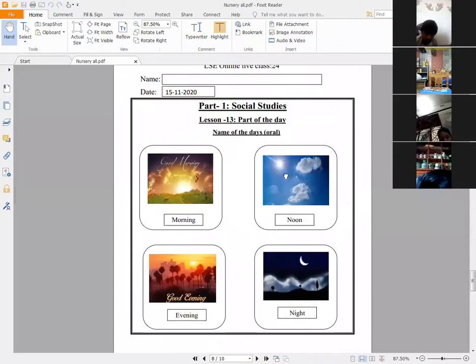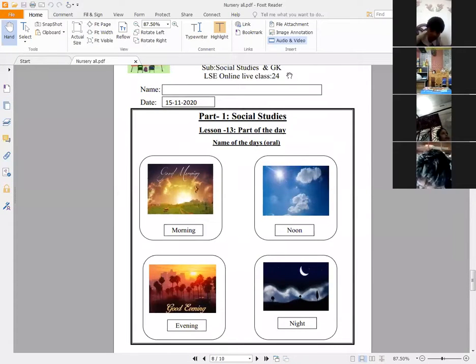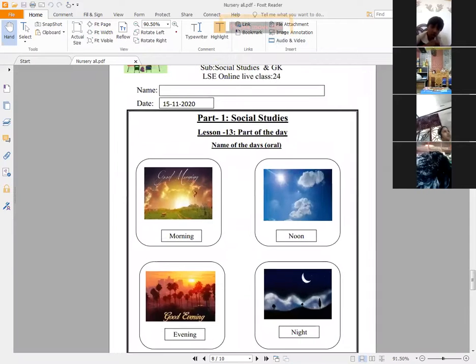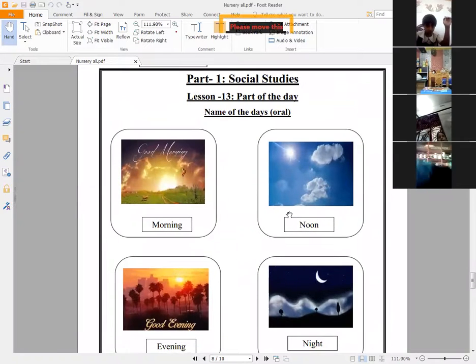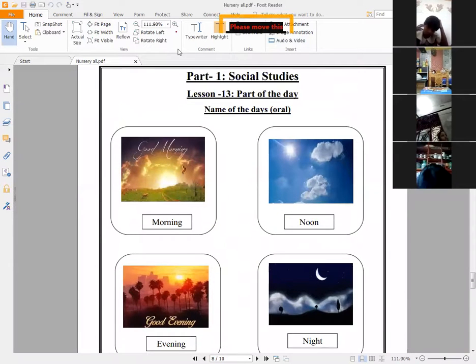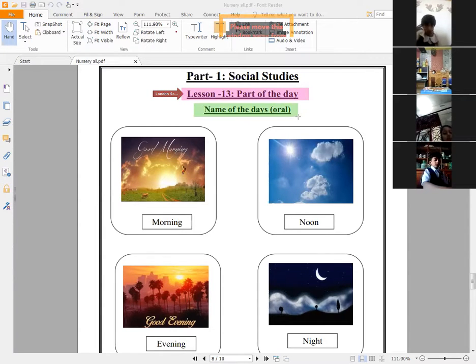Next subject is Social Studies and GK. Social Studies and GK's worksheet. Can you clearly see your worksheet? Morning, noon, evening. Here is part one, Social Studies. Listen, the parts of the day, and the topic name is parts of the day. This is only oral.